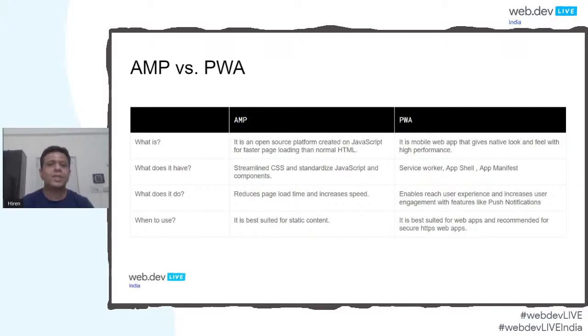But this will give you a clear-cut idea of when to use AMP and when to use PWA. In summary, if you want to just deliver static content and you want a high performance website that loads in a fraction of a second, you should go for AMP. On the other side, when you want a native look and feel like web apps and a high engagement factor for your end user, you should go for PWA. And PWA works on HTTPS, so it is a secure platform.